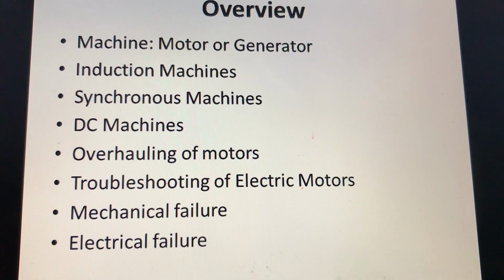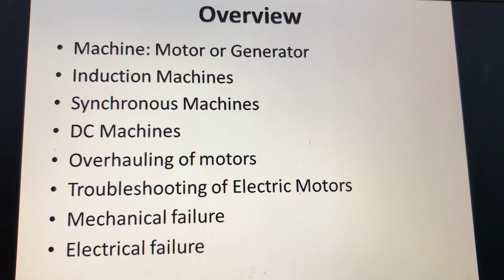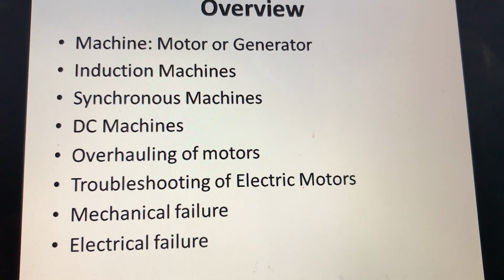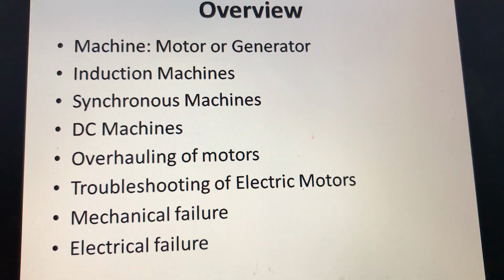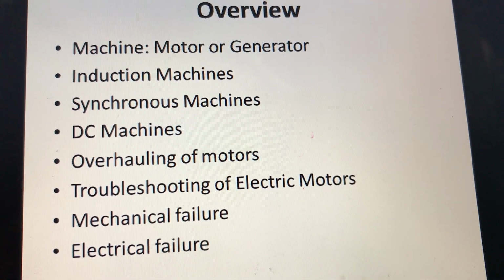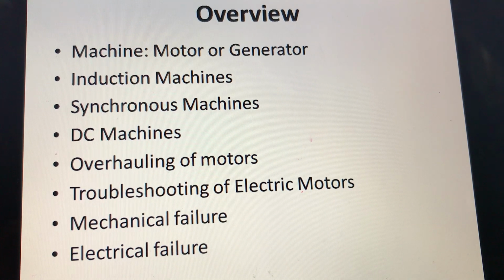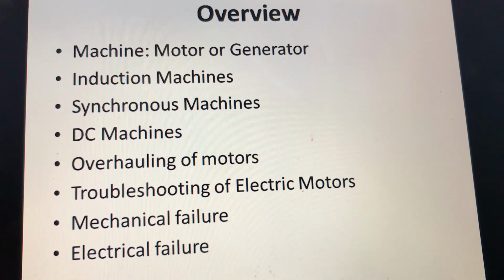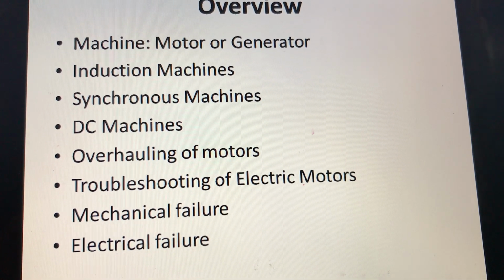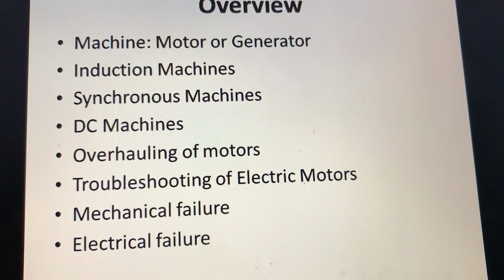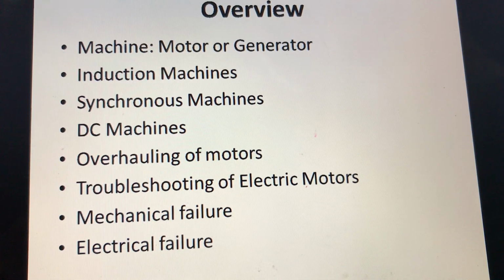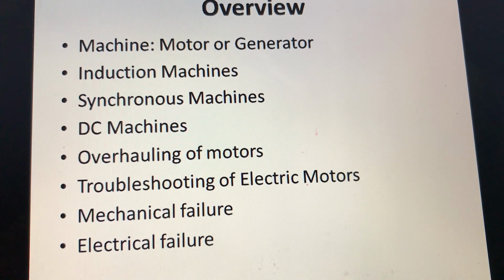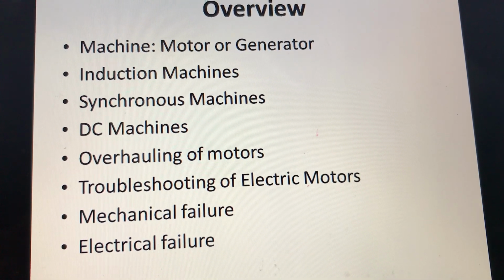The overview of today's discussion is, first of all, we will discuss what is a machine and how it operates as a motor or generator. Then the basic classification of machines: induction machines, synchronous machines and DC machines. Then overhauling of motors, which is preventive maintenance. Then troubleshooting of electrical motors when a motor fails to function. Then two types of failure, that is mechanical failure and electrical failure.